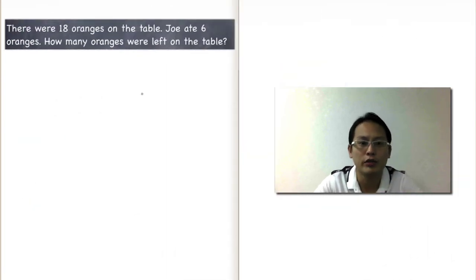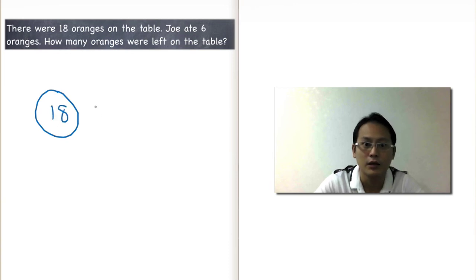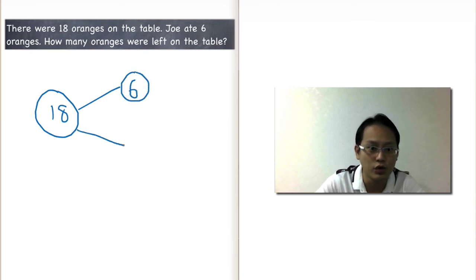There were 18 oranges on the table. Joe ate 6 oranges. How many oranges were left on the table? For this question, we know the whole, which means the total. We have 18. And then Joe ate 6. So one part is 6, and then we do not know the other part.